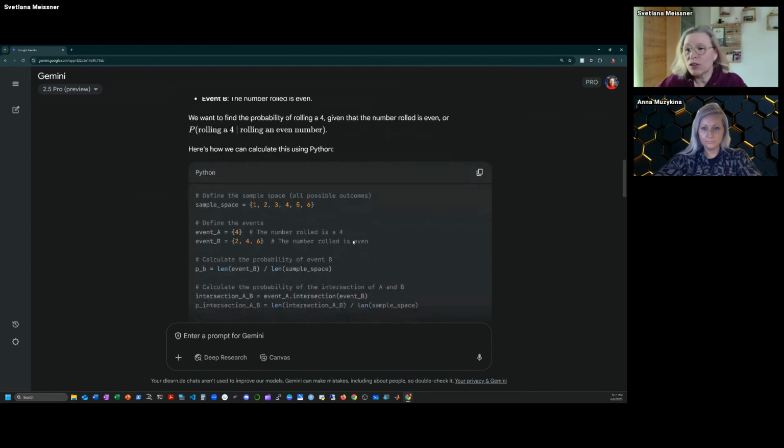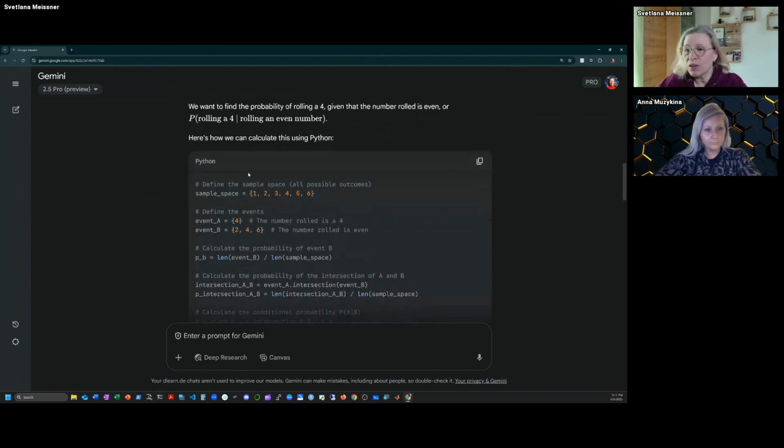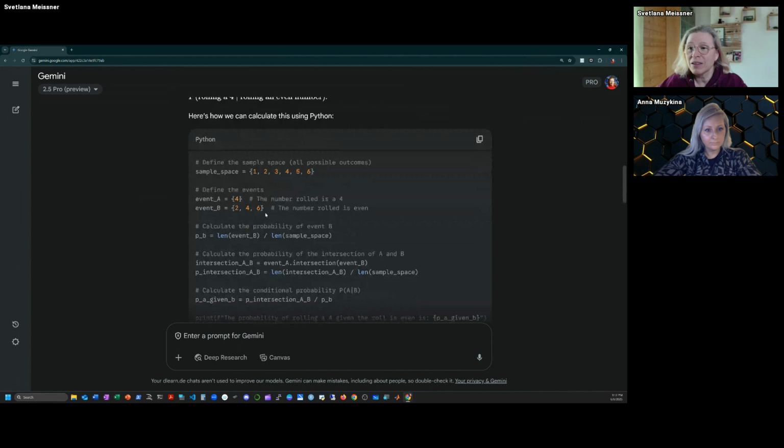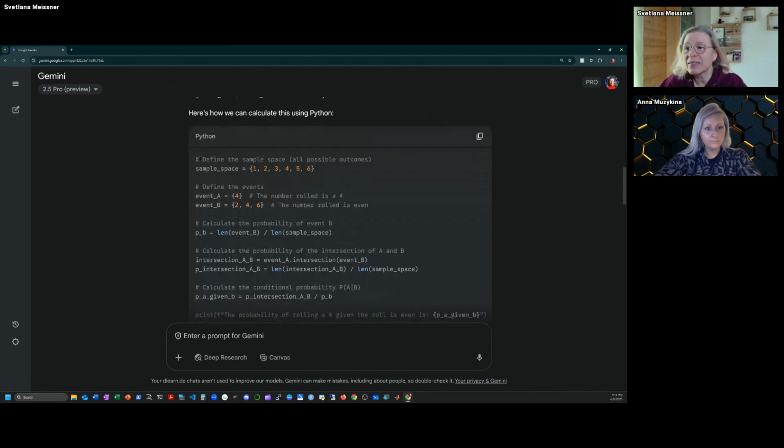And using this equation again, we have the Python code. So we define this sample space. The sample space would be all these numbers, like here, 1, 2, 3, 4, 5, 6. Define the event: event A would be that we are having the number 4. Event B, the even numbers, 2.